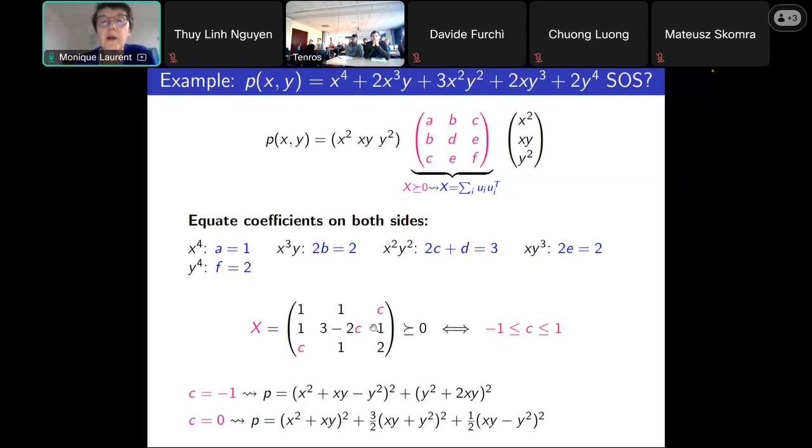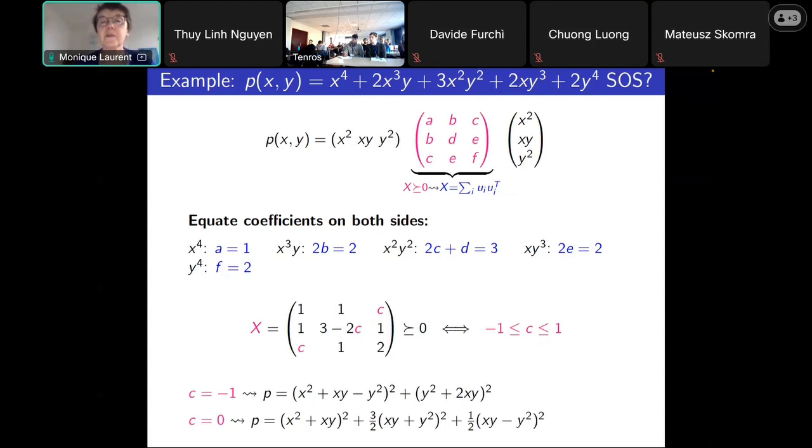There is only one unknown remaining, C, and you are looking for the C's which make such a matrix X PSD. You can see that this is precisely when C is between -1 and 1. So there is a whole range of matrices X, which testifies that your polynomial is a sum of squares. For instance, if C is equal to -1, you get P as the sum of 2 squares. And if C is equal to 0, which is inside, then you get P as the sum of 3 squares. The number of squares in the decomposition will be equal to the rank of the matrix X. Okay, so I hope this clarifies that testing whether a polynomial is a sum of squares can indeed be tackled using semidefinite programming.